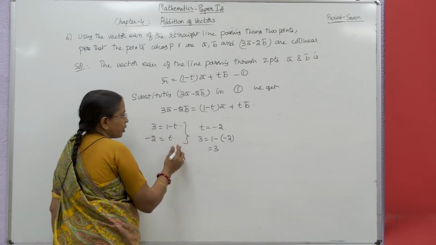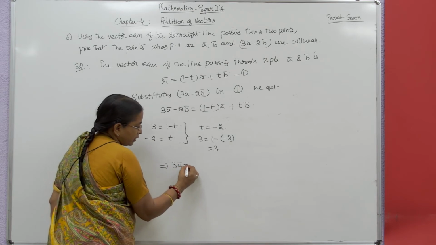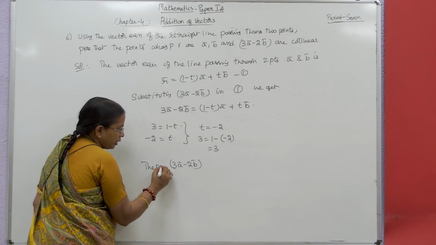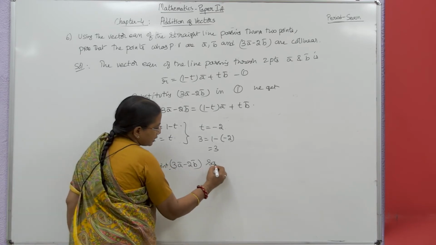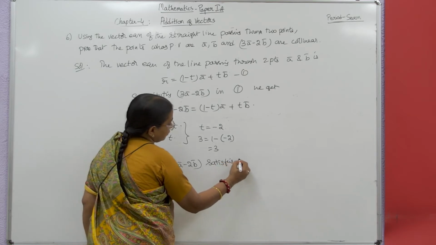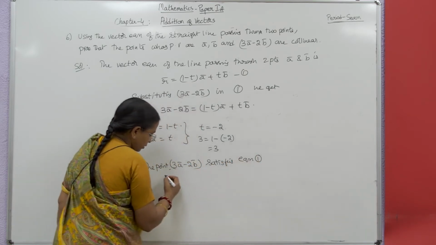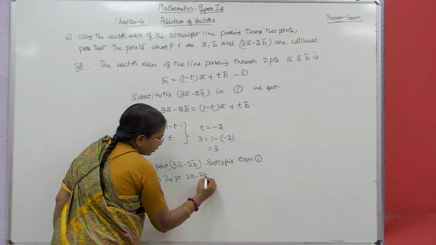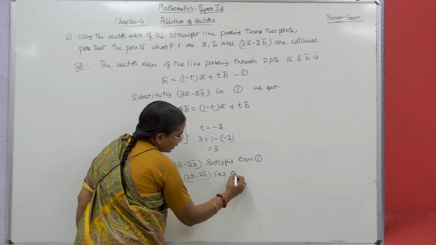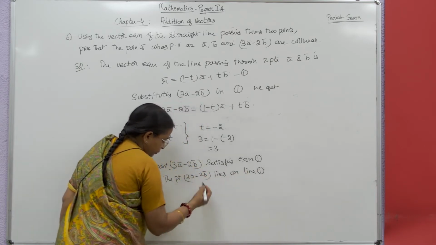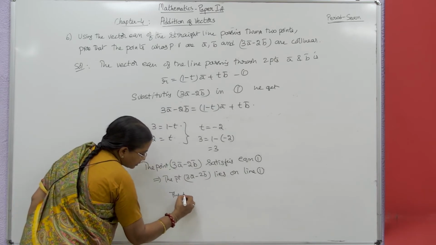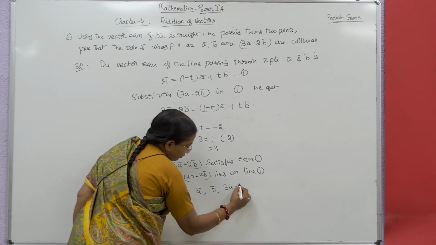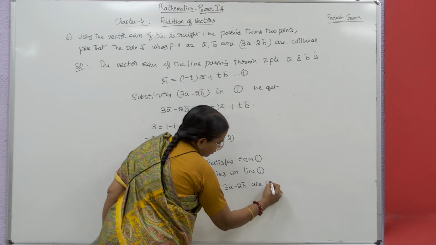That implies that the point 3A minus 2B satisfies equation 1. So that means the point 3A minus 2B lies on line 1. So that means they are all in the same straight line. Therefore, the points are collinear. Therefore, the points A, B, and 3A minus 2B are collinear.